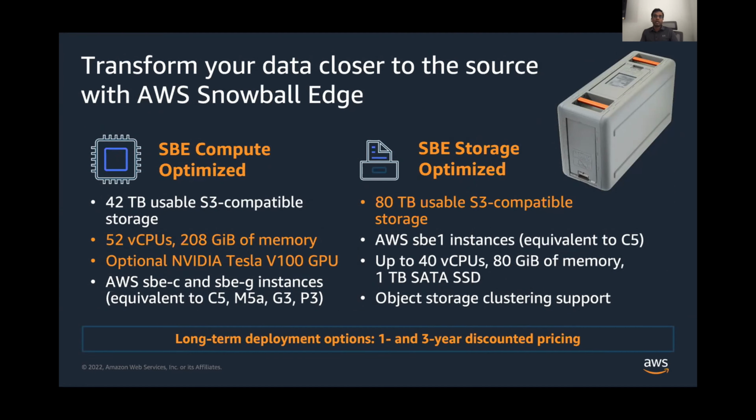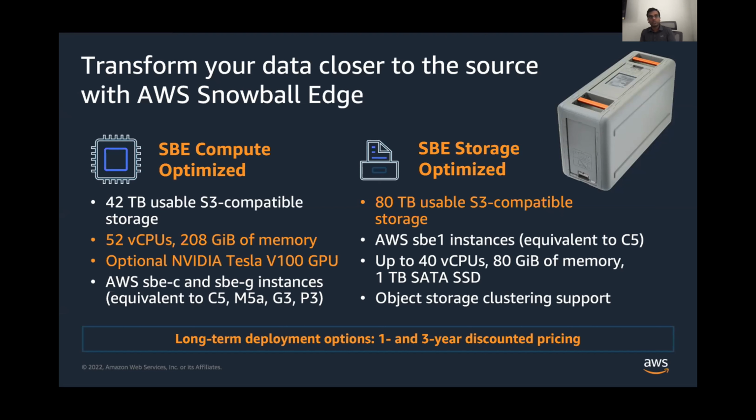In the compute optimized, you get significantly more CPU resources, the way it sounds, right? It has 52 vCPUs and 208 gigabytes of memory. For customers who are willing to do more inference processing, we do also offer an NVIDIA Tesla V100 GPU as an option as well in the compute optimized.